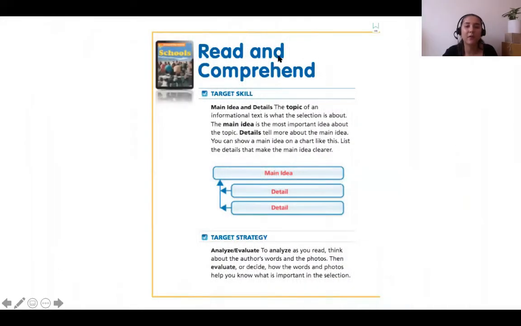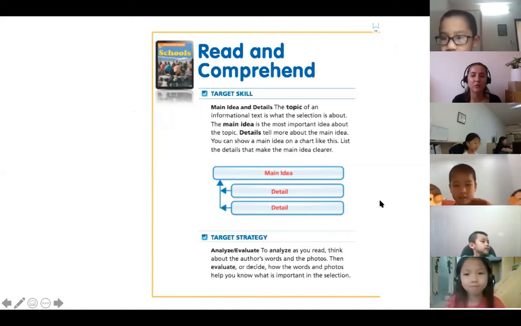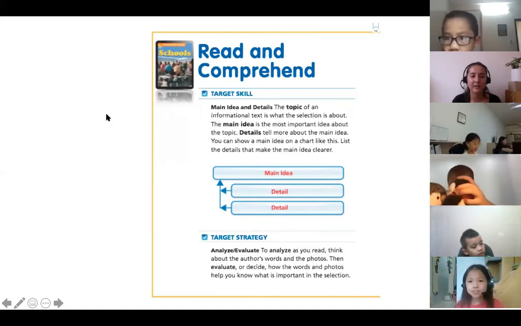So guys, today we are focusing on 2 things. We're focusing on text and graphic features, and we're also focusing on main ideas and details. So let's have a look. So the main idea is the most important idea of the topic, and the details tell more about the main idea. What is the topic of schools around the world? What is the topic of the whole story of schools around the world? What do you think?